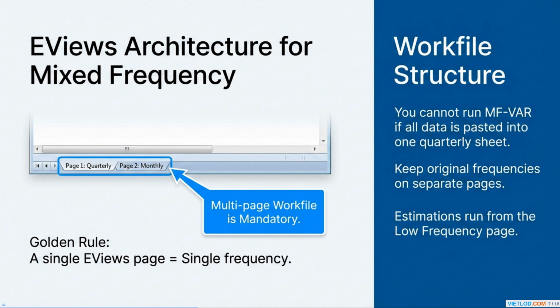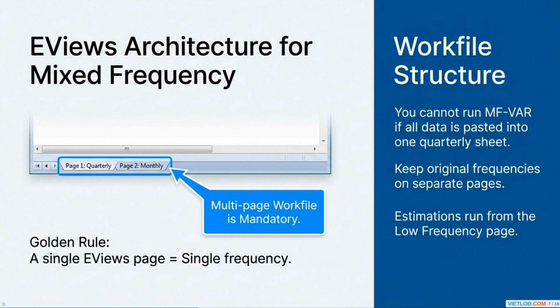This is perhaps the most important practical step. You cannot run an MFVAR in EViews if you paste all your data onto a single page, for example, a quarterly workfile page. The correct approach is to use a multi-page workfile. You must create separate pages for each frequency.